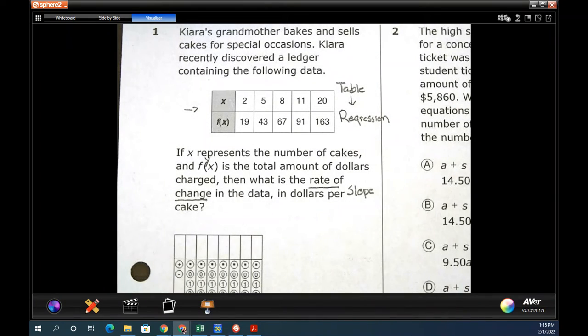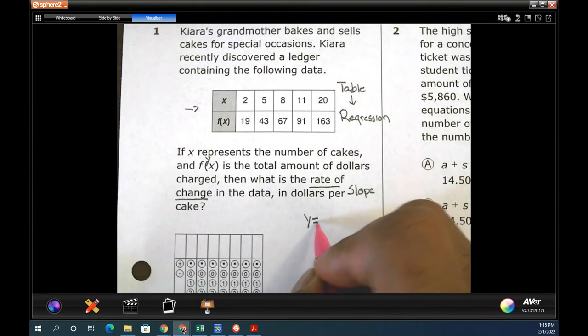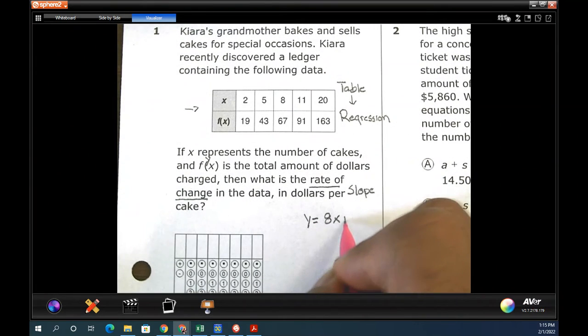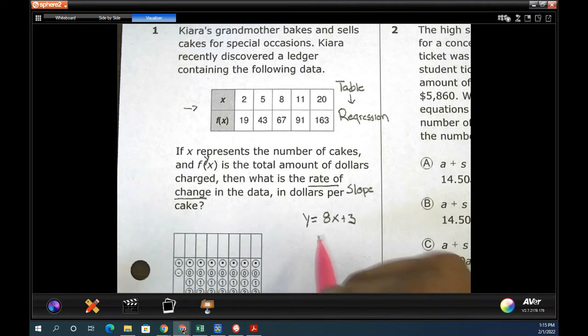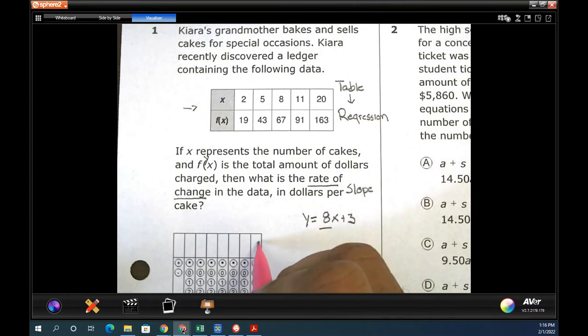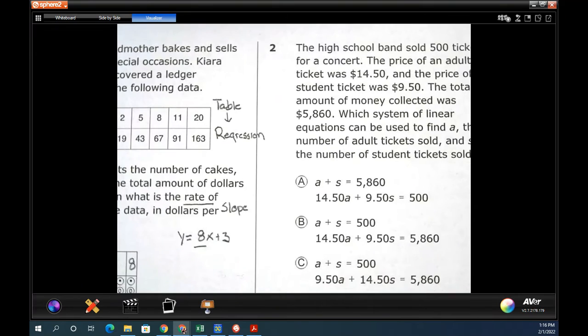Nobody's got an equation yet? What'd you say? Yeah. So y equals 8x plus 3. So what's the slope? 8. That was the answer right there. That's all you had to do. All right. Let's look at number 2.